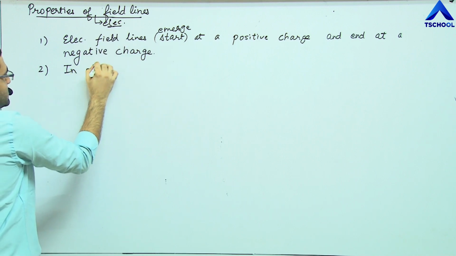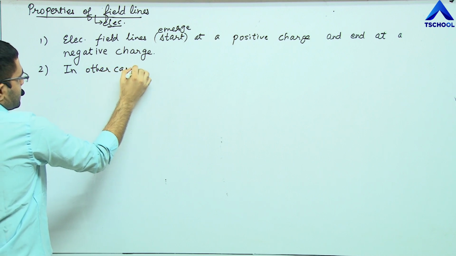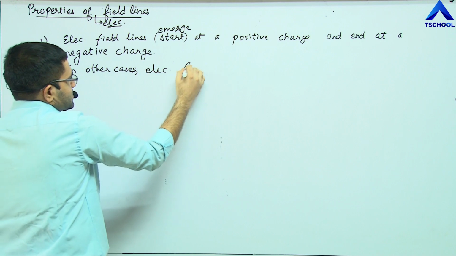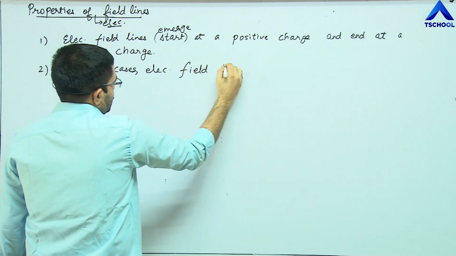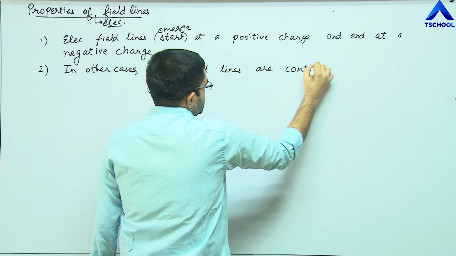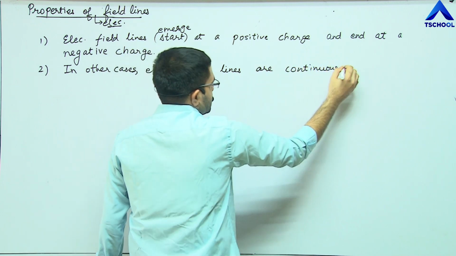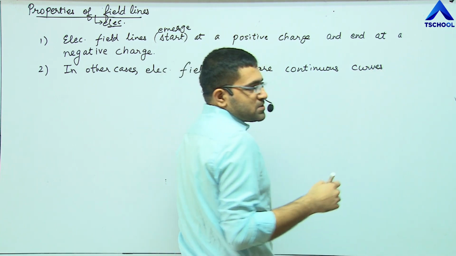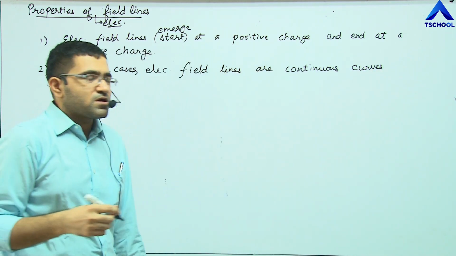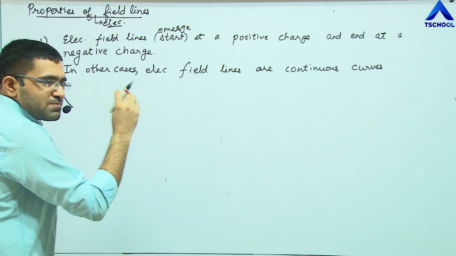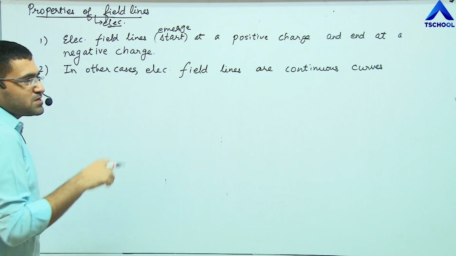In other cases, electric field lines are continuous curves. Continuous curves. Okay. What is the meaning of continuous curves? I'll tell you that in a moment. I'll explain both of these points by using diagrams.